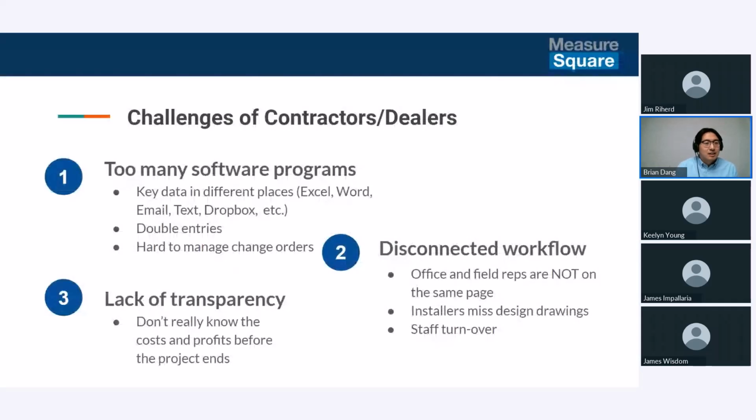So what are the challenges of the flooring business? For a contractor or dealer, there's just too many different software programs that don't really talk to each other. And as a consequence, you have to bridge that gap with double entry. And it makes it hard to manage changes between all these systems and keep things up to date. Because all of your data is stored in separate places like Excel, MeasureSquare, or any other software that you end up with, you have this really disconnected workflow where people at any two different stages of the job are just not on the same page.